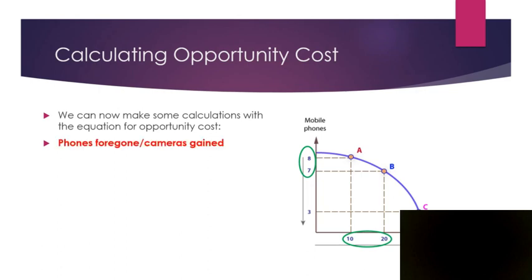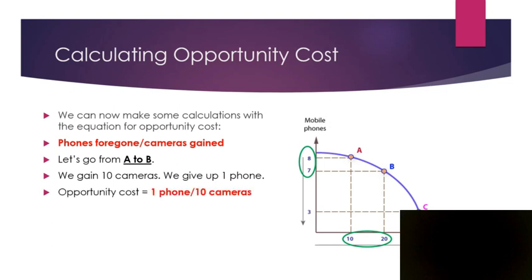All right, so now we can make some calculations with our equation for opportunity cost. So here's our opportunity cost. It's going to be phones foregone over cameras gained. So take a look at the numbers. I've circled them. We're going from A to B. So when we go from A to B, do you agree we gain 10 cameras, right? We went from 10 to 20. We gained 10 cameras, but we give up only one phone, right? We had 8, now we have 7. So we gain 10 cameras, we give up one phone.